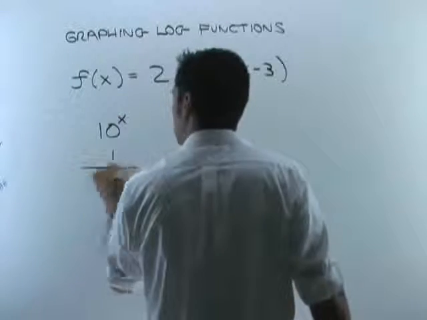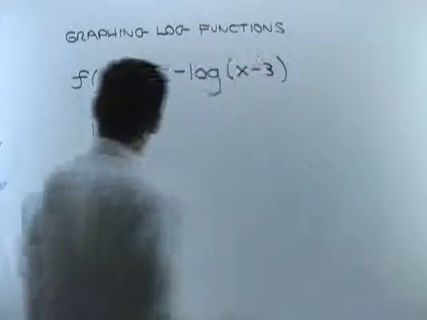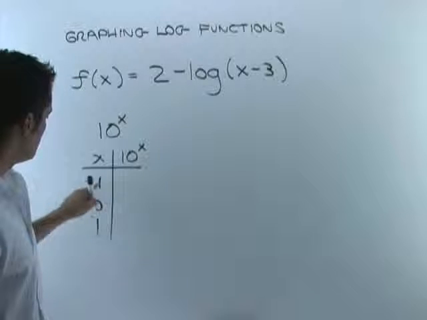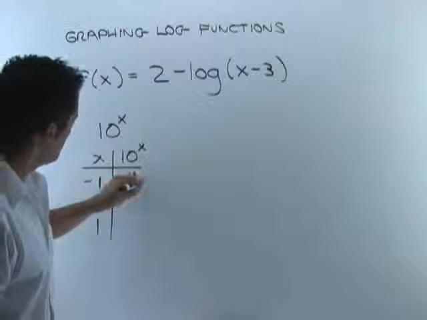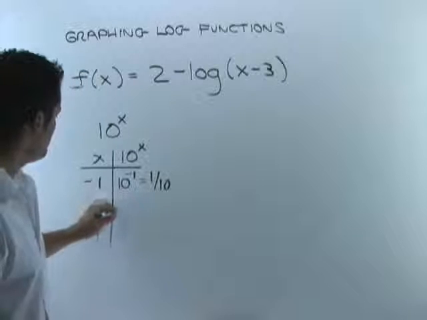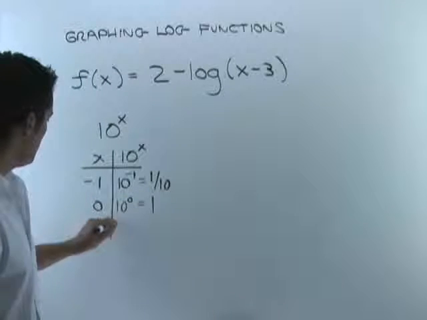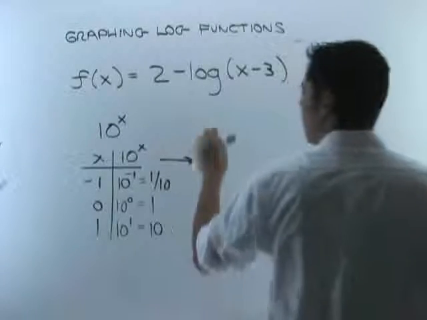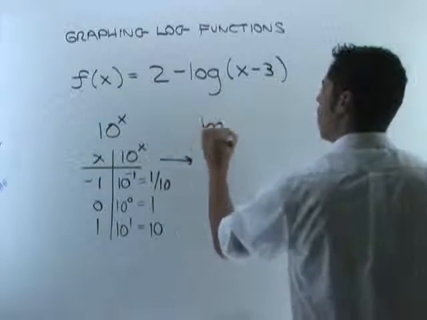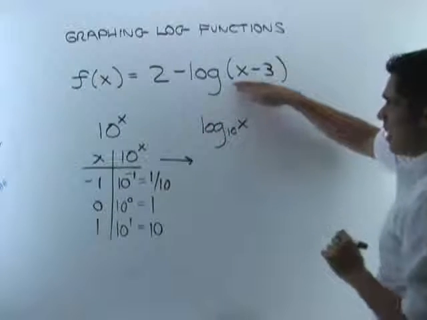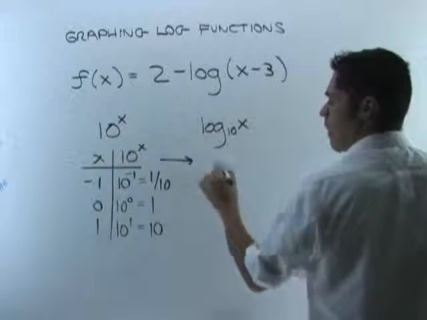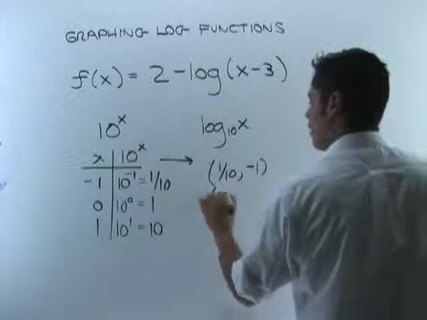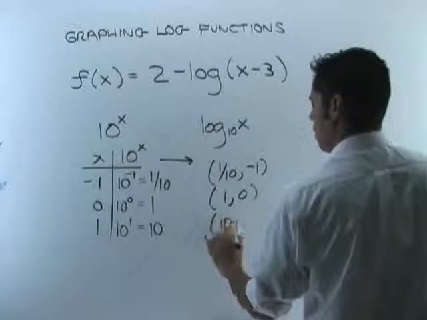I need to make a t-table out of 10 to the x. I'm going to plug in just three numbers, -1, 0, and 1. So 10 to the -1 is 1/10. 10 to the 0 is 1. And 10 to the 1 is 10. Now I take these, in order to look at the graph of log base 10 of x, not this guy, but log base 10 of x, I'm just going to flip the ordered pairs. So it's going to be 1/10, -1. It'll be 1, 0, and it'll be 10, 1.